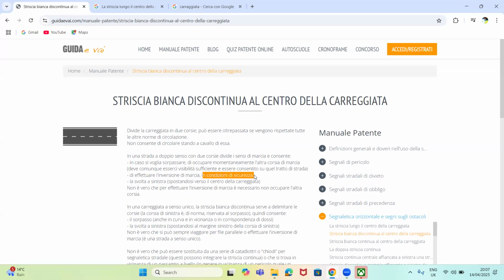This is the only scenario where they will talk about this continuous line, for them, doppio senso. The third scenario, Mr. Mavis, please, off your mic. The third scenario I want us to take in consideration is this. They said, la svolta a sinistra. If you want to do svolta a sinistra in this situation, bisogna spostarsi verso il centro della carreggiata.